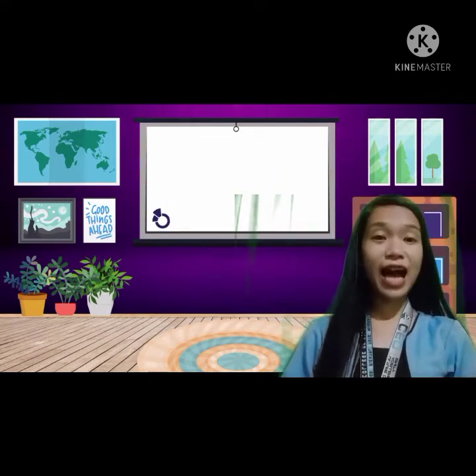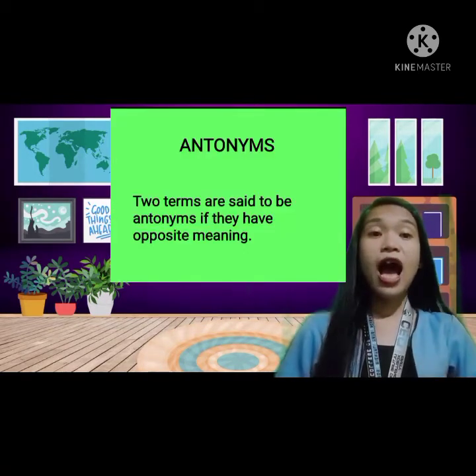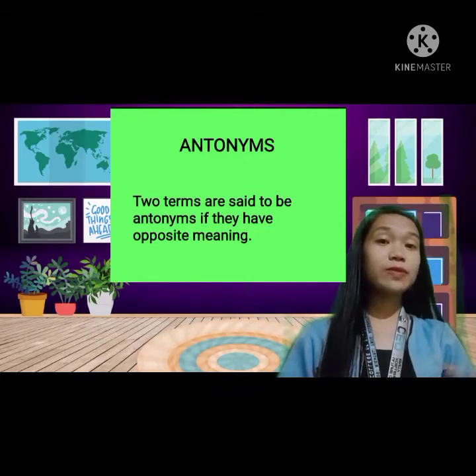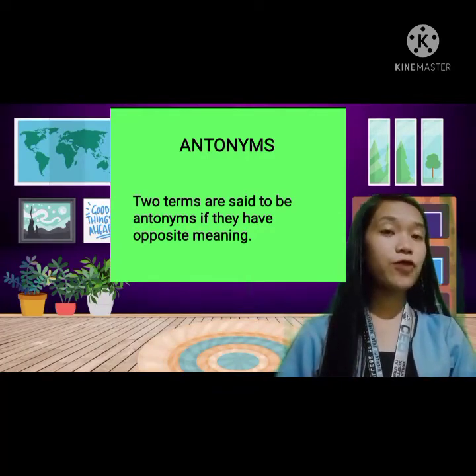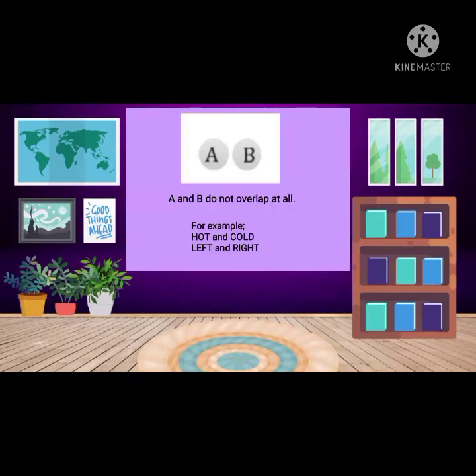We are now down to our last relation, which is antonyms. Two words are said to be antonyms if they have opposite meaning. In this diagram, A and B do not overlap at all, so they represent completely opposite semantic fields. For example, hot and cold, and left and right.